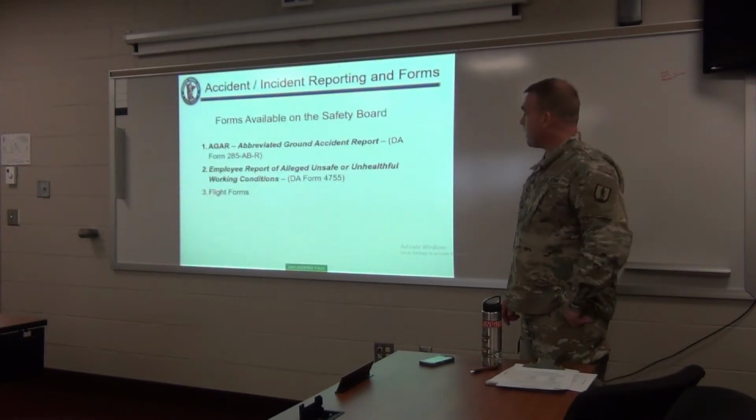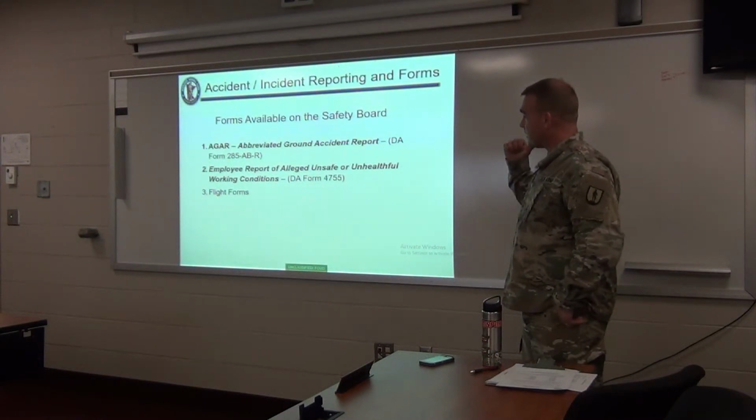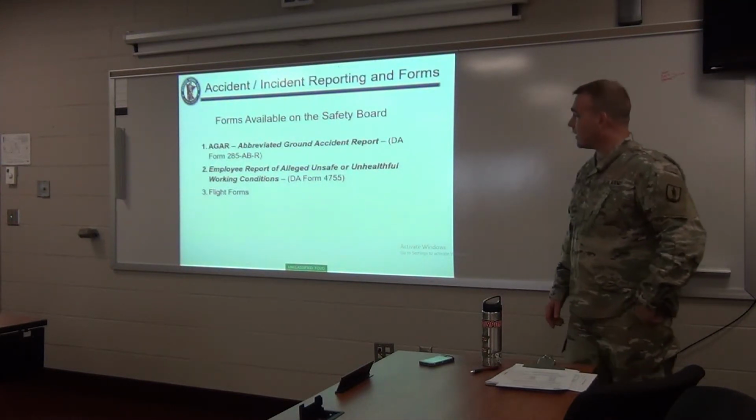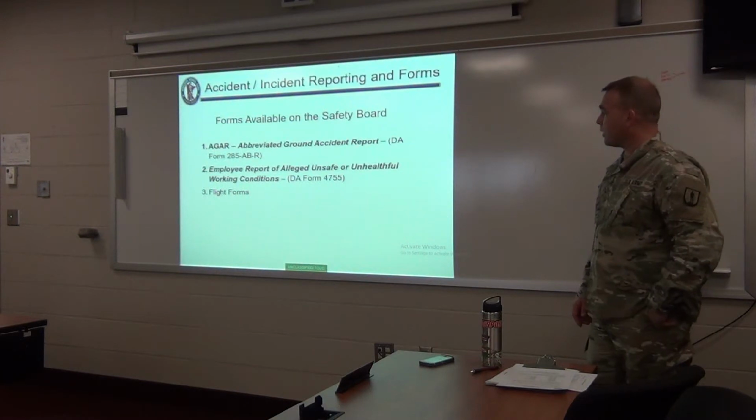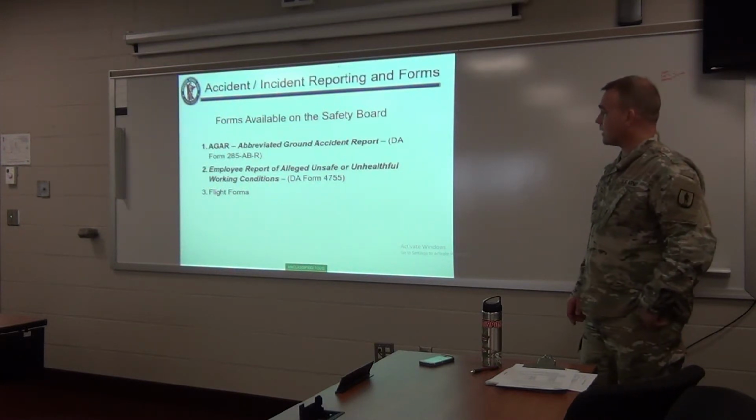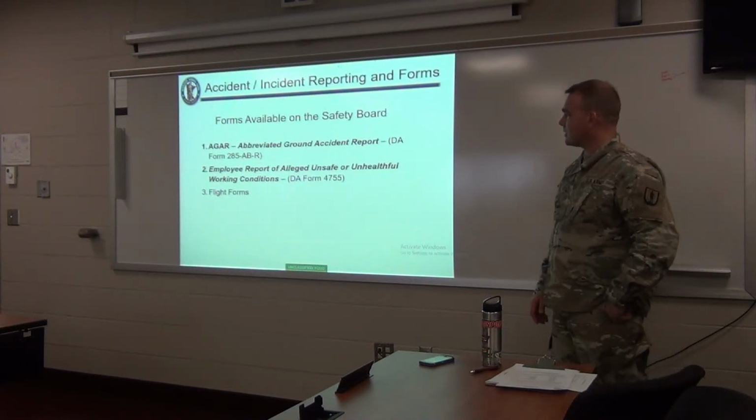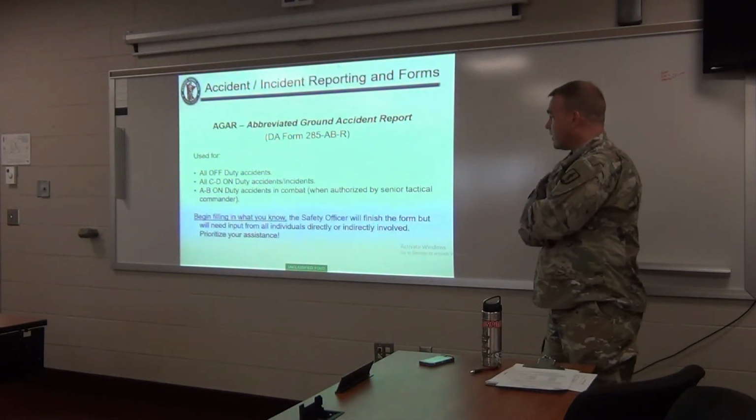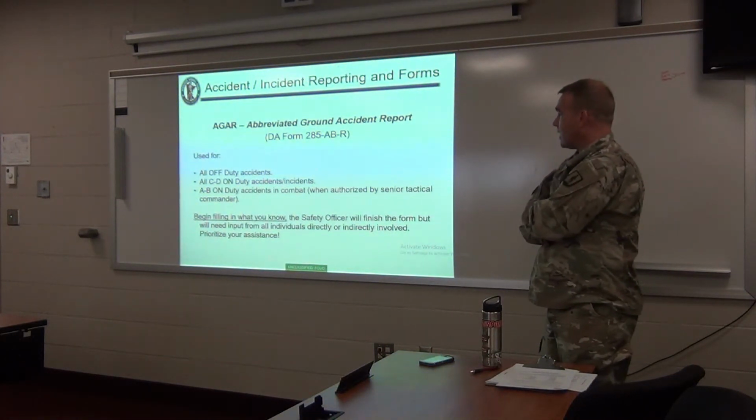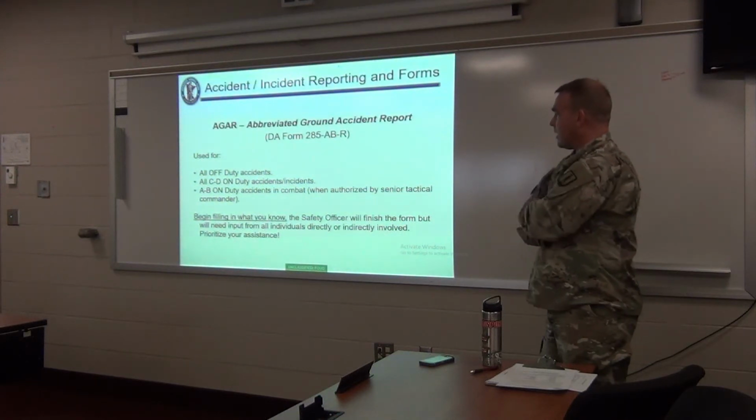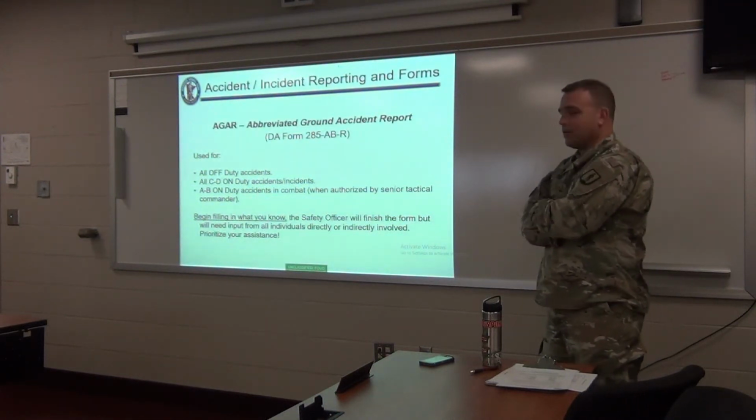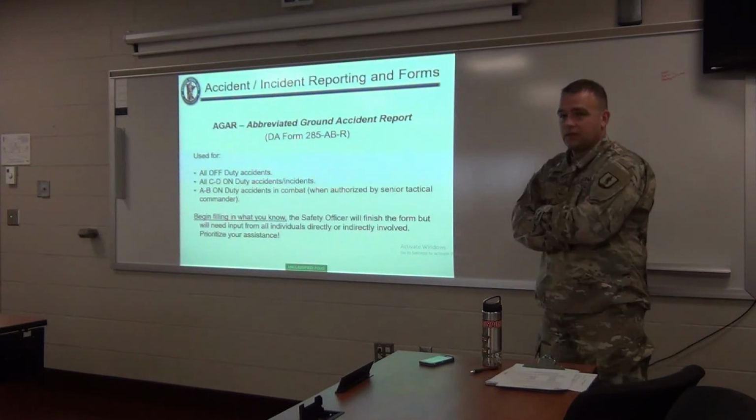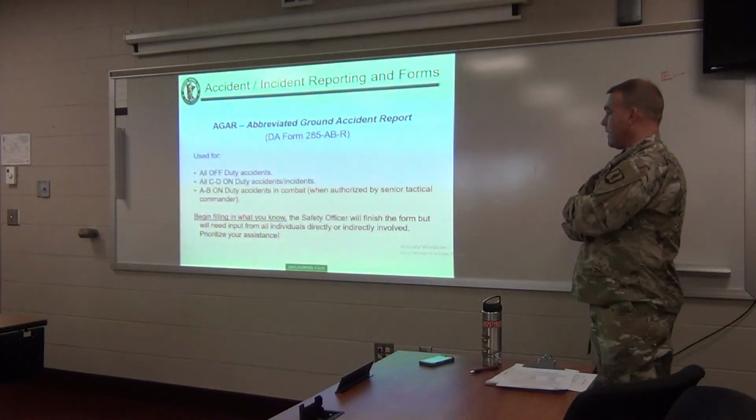Next. So here's the forms. Like I said, these are on the safety board. The abbreviated ground accident report, the AGAR, and then the employee report on alleged unsafe or unhealthful work conditions. We don't have any flight forms in there. So next. So here's the abbreviated ground accident report. This is used for all off-duty and on-duty accidents. So just grab the form if you see an accident, begin filling it out with what you know, and then we can finish the form in the safety office. Next.